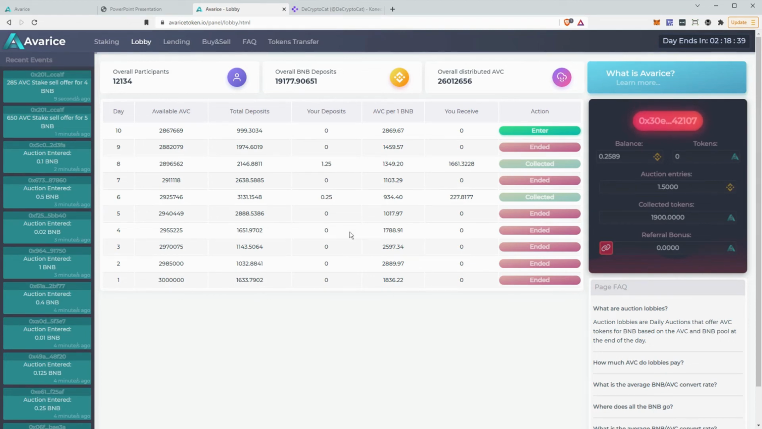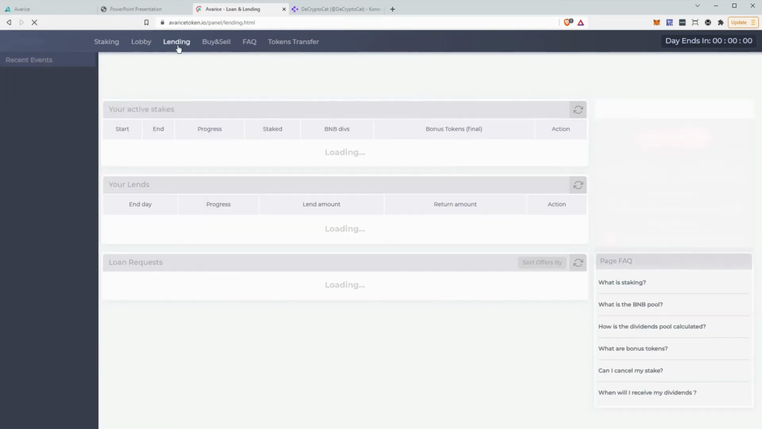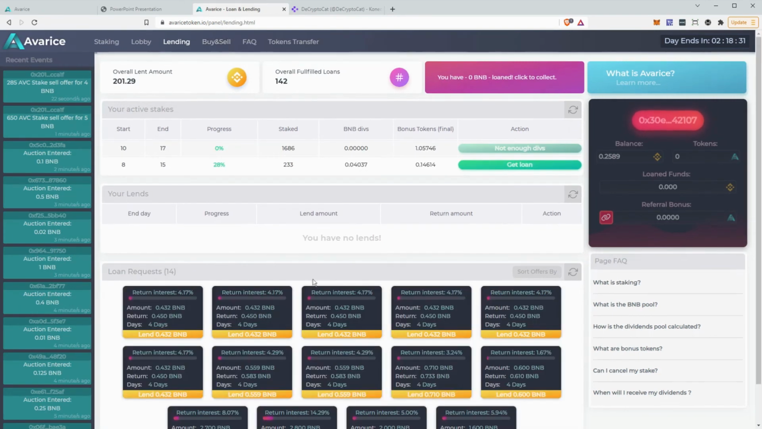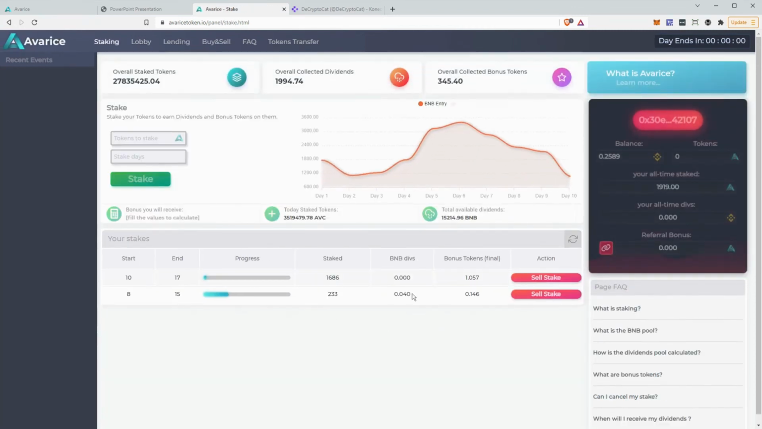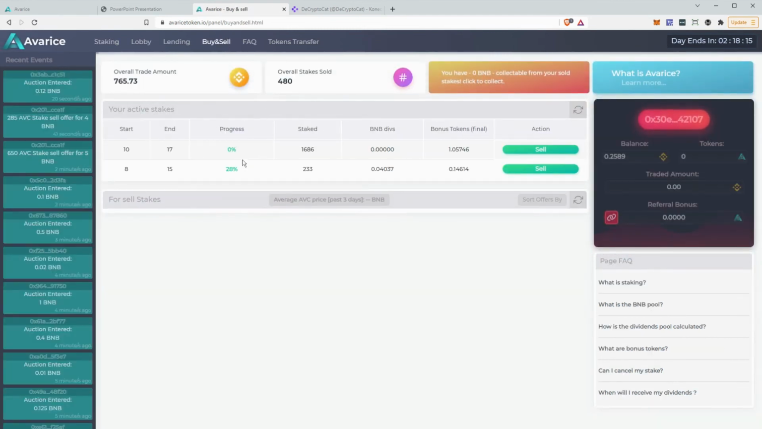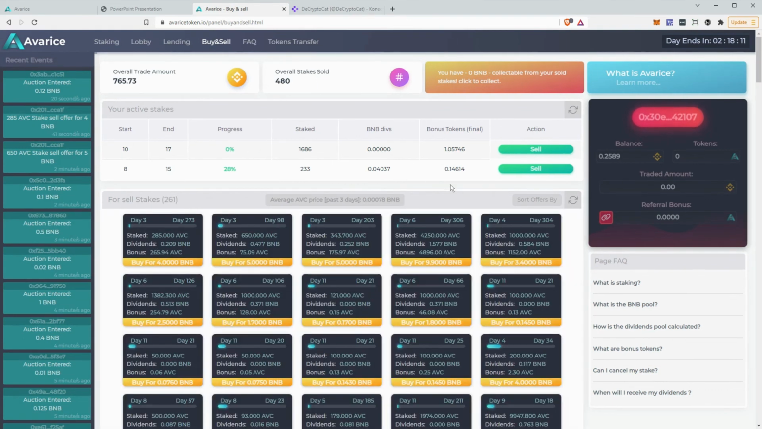So guys, that's about it. Again, there is lending and there is also buy and sell. The lending will basically work like this: if you have an active stake like I do here, you can ask for a loan off of this and then your dividends will pay off the loan. And then there's also buy and sell, which I find rather interesting. You can sell your stake while it's still staked and try to get BNB back for it.